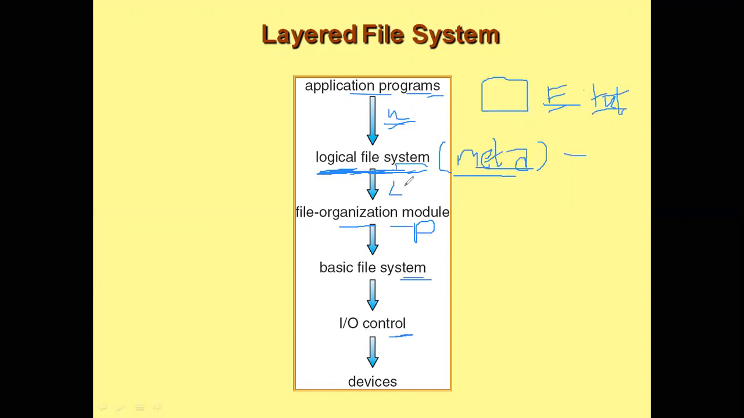For example, let us say that the file is named 123. The basic file system gives the command on what to do with the file 123. Let's say it is supposed to read from 123. This is the instruction given by the basic file system: read from block 123. It gives this information to the appropriate device driver that is there in the I/O control.